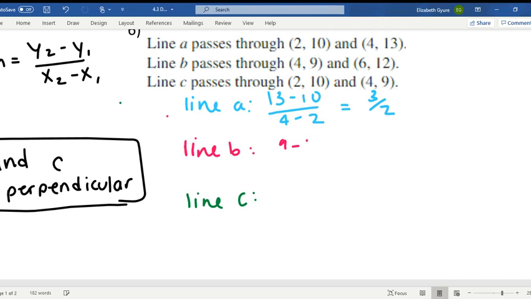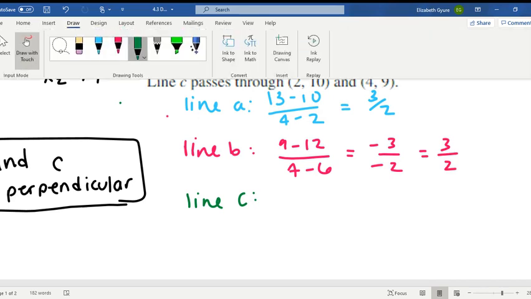Okay, 9 minus 12 on top. And if I do it in that order, what do I need to make sure I do on the bottom? Good, 4 minus 6. Now I know some of you might have done it the opposite way, but at the end, does it matter as long as you keep it consistent? No. So if you did 12 minus 9 over 6 minus 4, you should get the same thing. In this case, with the order we just did it in, that would give you negative 3 over negative 2. But what's a negative over a negative? A positive.